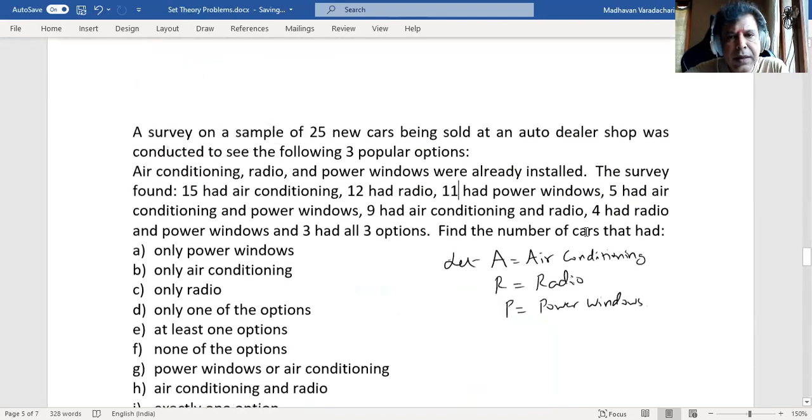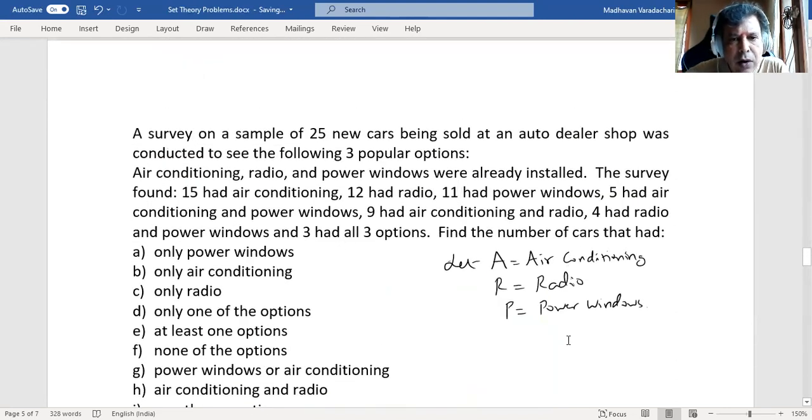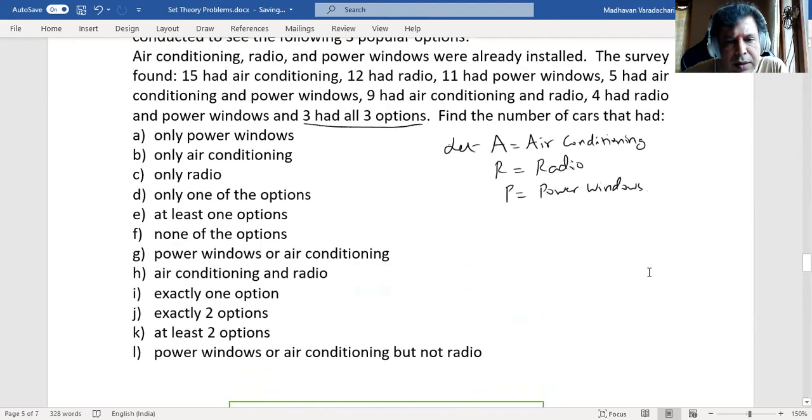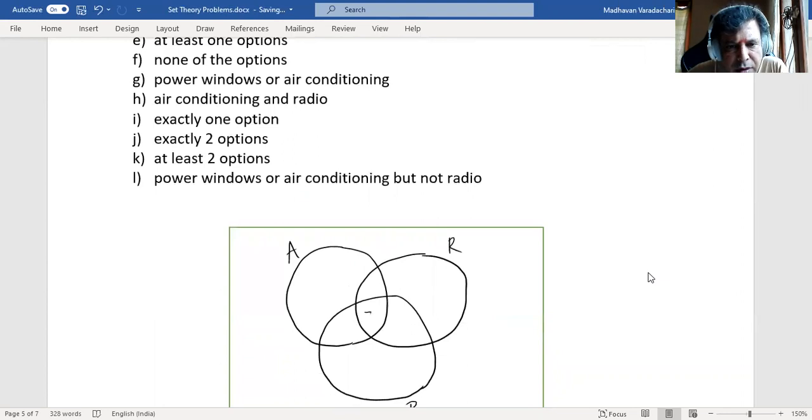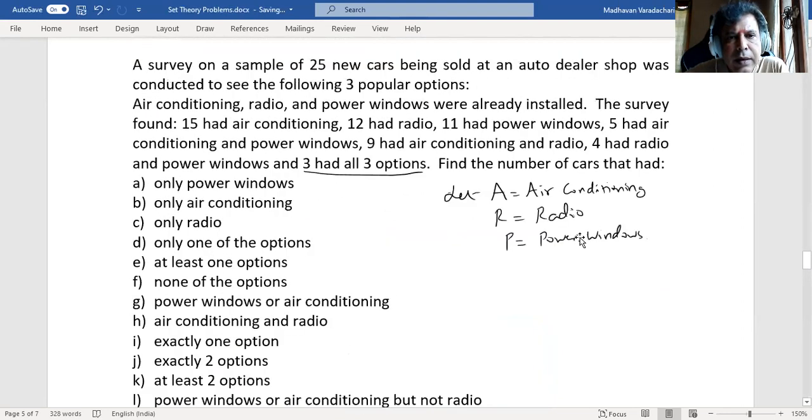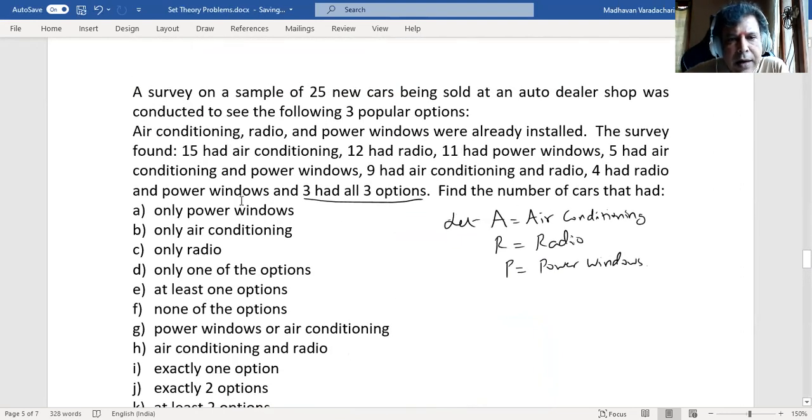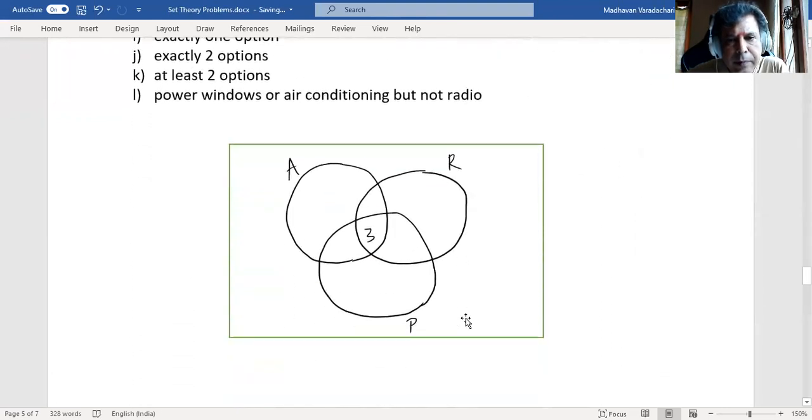Now, what is given in the question? 3 had all the options. So based on this, I will write in the centermost 3. Then we have 4 had radio and power windows. Radio and power windows is 4. That is, this radio and power windows part is 4. Already 3 is there. That means this has to be 1.